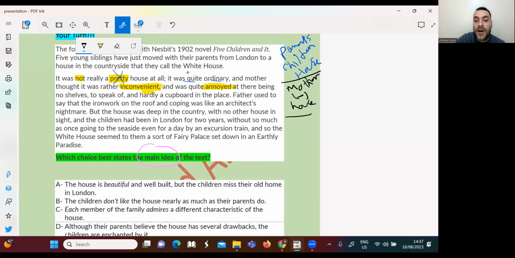Now the father. Father used to say that the ironwork on the roof and coping was like an architect's nightmare. Very good. Positive or negative feelings? Negative. How did you know? One word. Nightmare. Bravo. So the feelings of the father are negative toward the house. Didn't I say we should focus on the adjectives, guys?